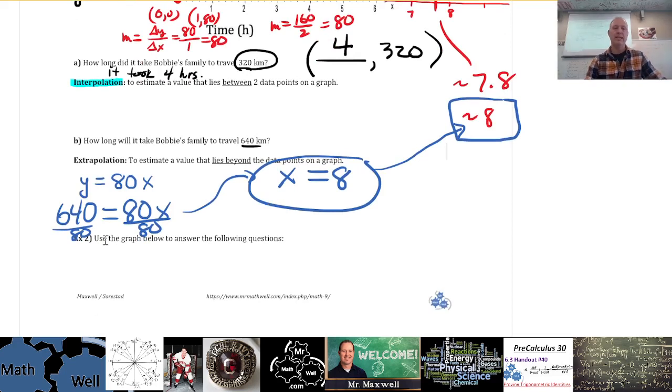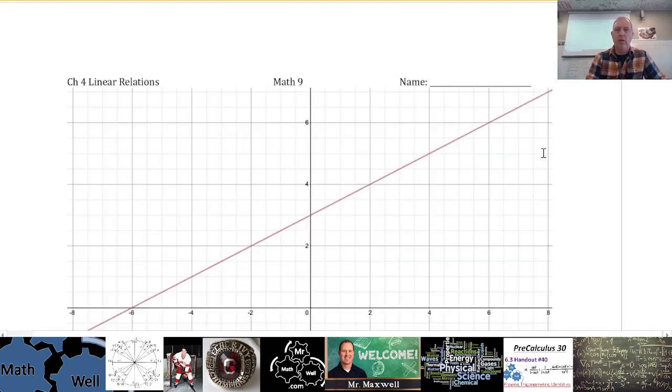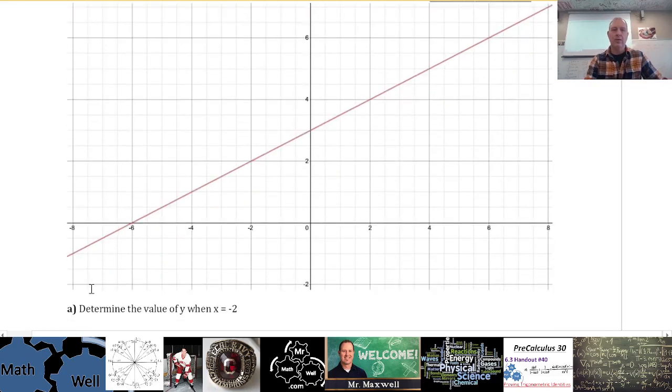No. All right. Example 2. The question kind of starts on this page. Use the graph below to answer the following questions. Okay, so the graph below is right here, this big graph right here. And what's the question? Determine the value of y when x equals -2.